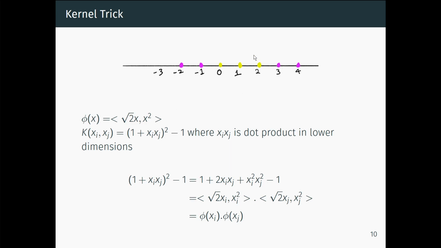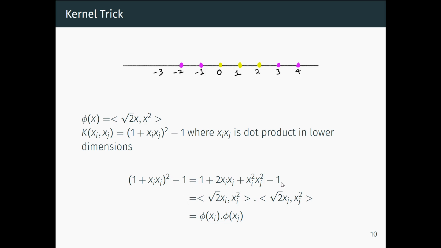In this particular example, just a few minutes back, we saw the transformation phi of x equal to (root 2 x, x squared). This is capital D equal to 2. The output is root 2 x and x squared, and the original input was in R, which was x. I'm going to argue that if we use this definition of the kernel function, which is defined between a pair of points xi and xj, as (1 plus xi xj) the whole squared minus 1, where xi xj is the dot product in the lower dimensions, meaning the original dimensions of xi and xj, and we expand this out, we can see that this is 1 plus 2 xi xj plus xi squared xj squared minus 1.